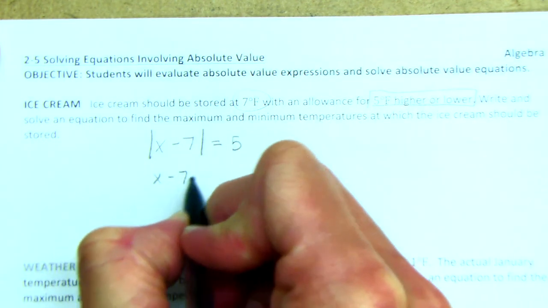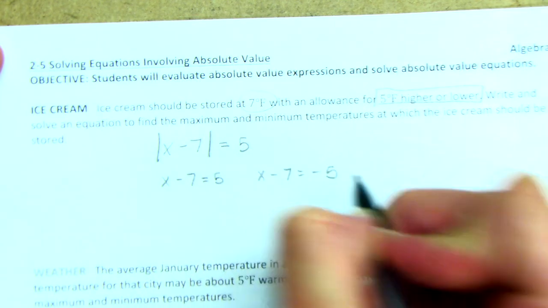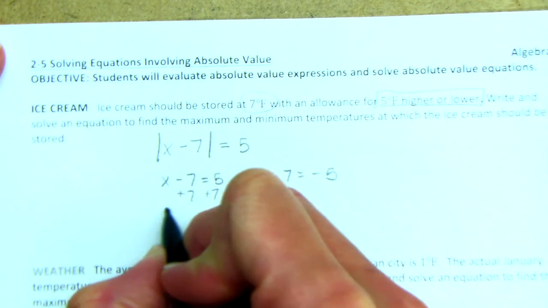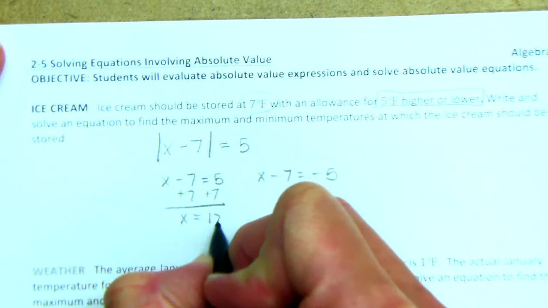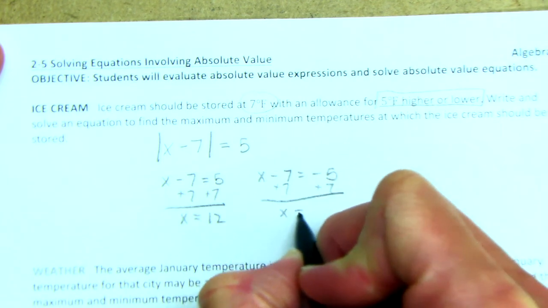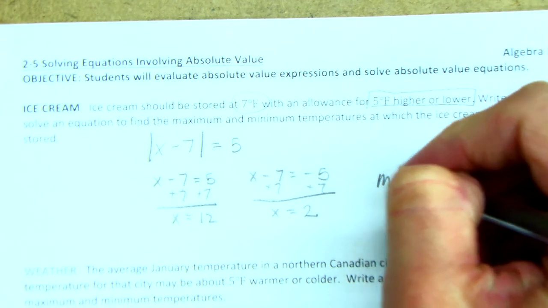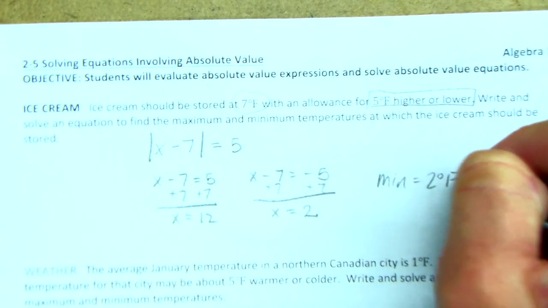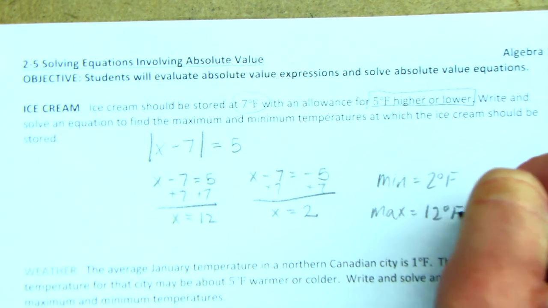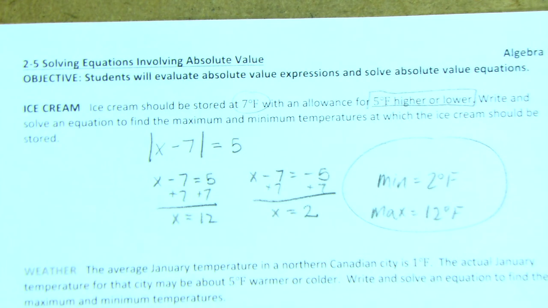It could give you this. So add 7. So x could be 12 or as low as 2. So minimum 2 degrees Fahrenheit, maximum 12 degrees Fahrenheit. Okay. Check out the next one.